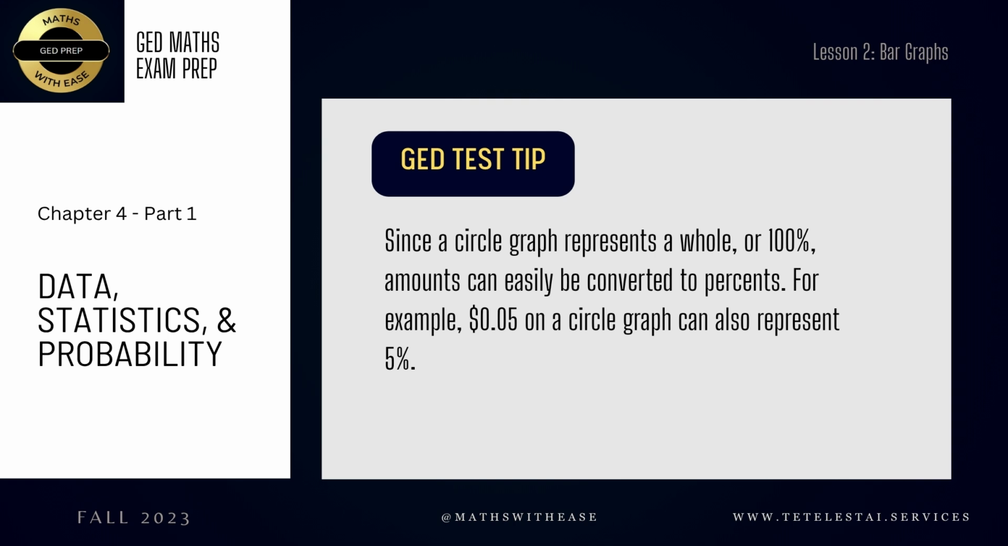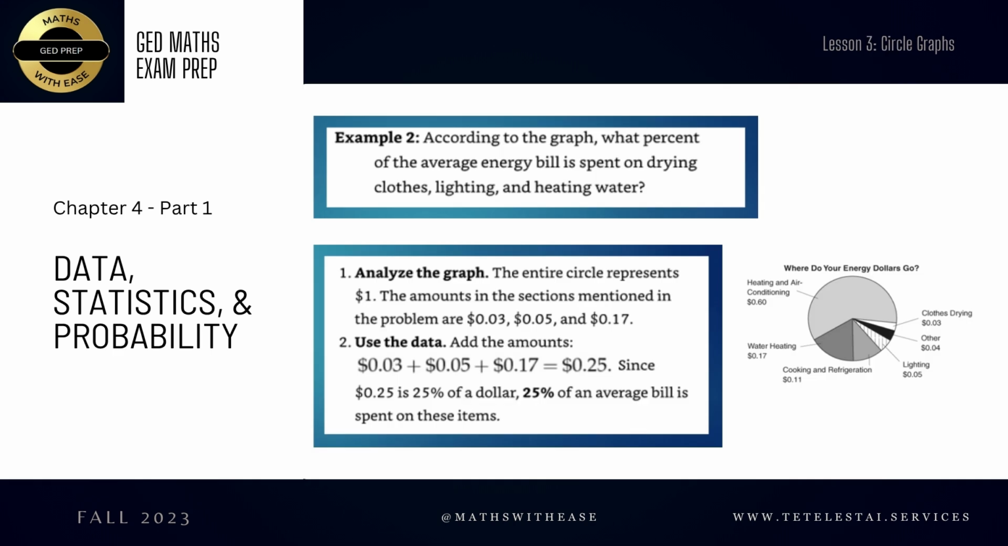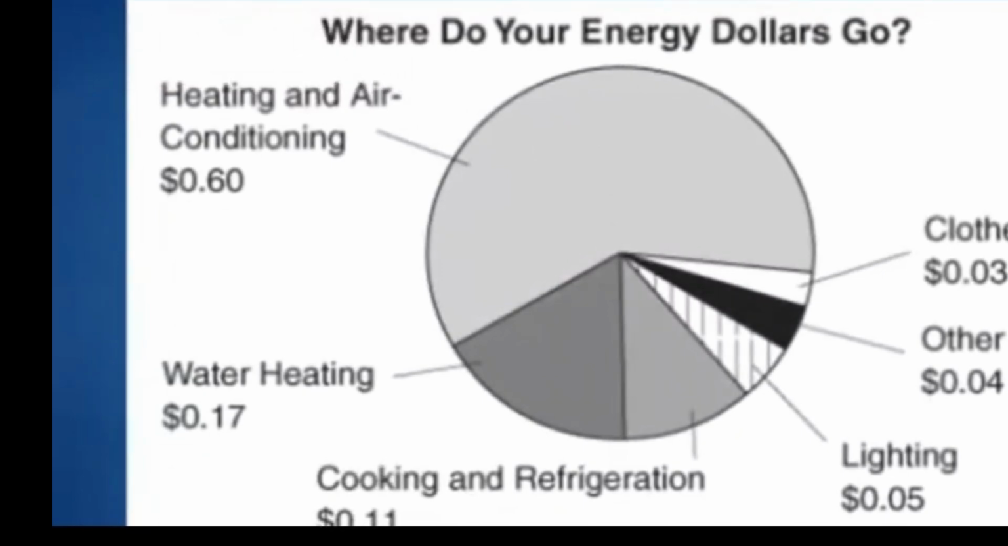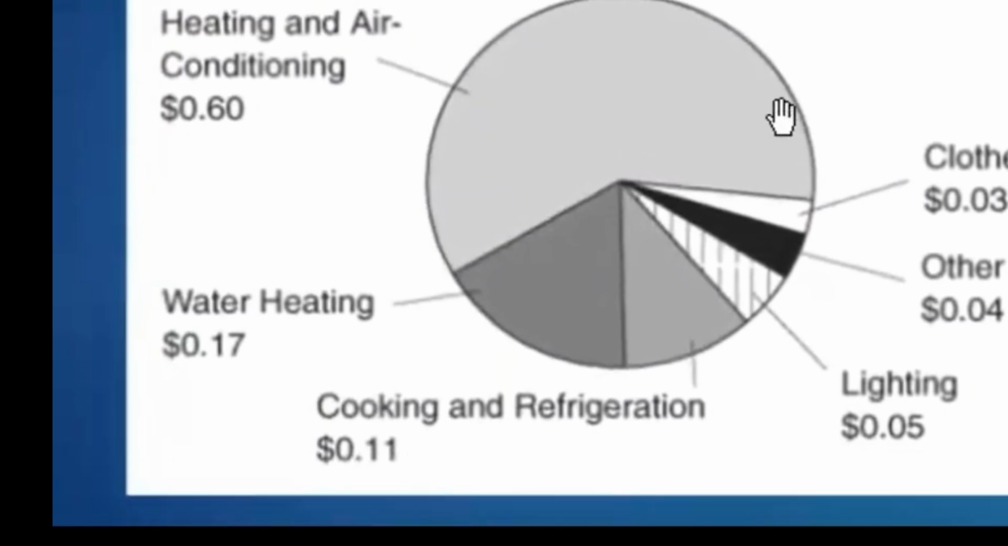So according to this graph, what percentage of the average energy bill is spent on drying clothes, lighting, and heating water? Okay, so let's zoom in, and we start by reading the title of the graph. I don't know if you can see this. Let me move. Okay. So where do your energy dollars go, right?